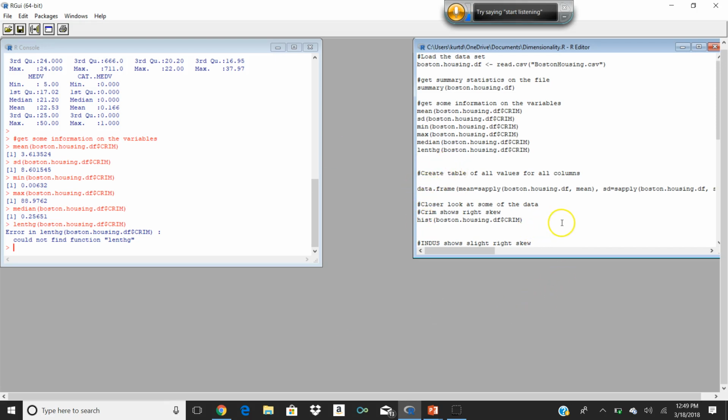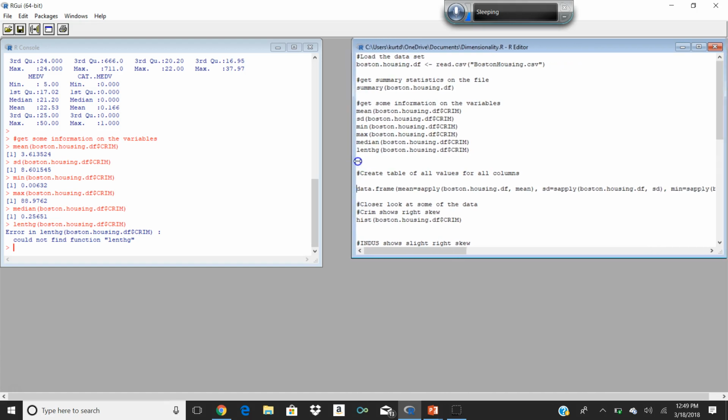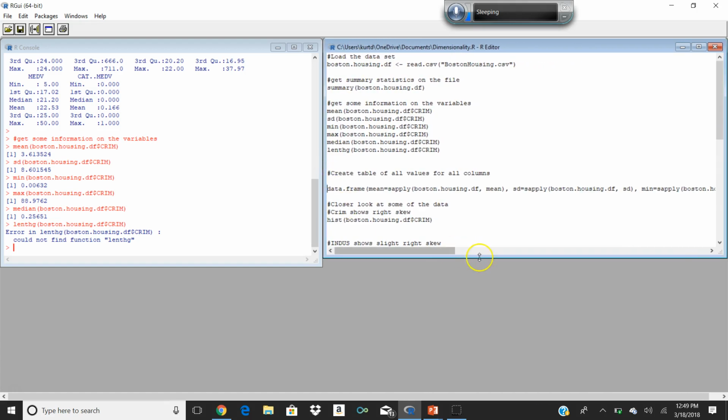Before we get to the histograms, I'm going to show you the command that they use in the book that allows you to see all of the data at the same time in a similar table. This is using some commands that we've not seen yet. We're setting a data frame. The mean in this data frame is going to use a command called sapply, which is basically universally apply this to all values in the data set that are in the mean column. And then call that column mean.